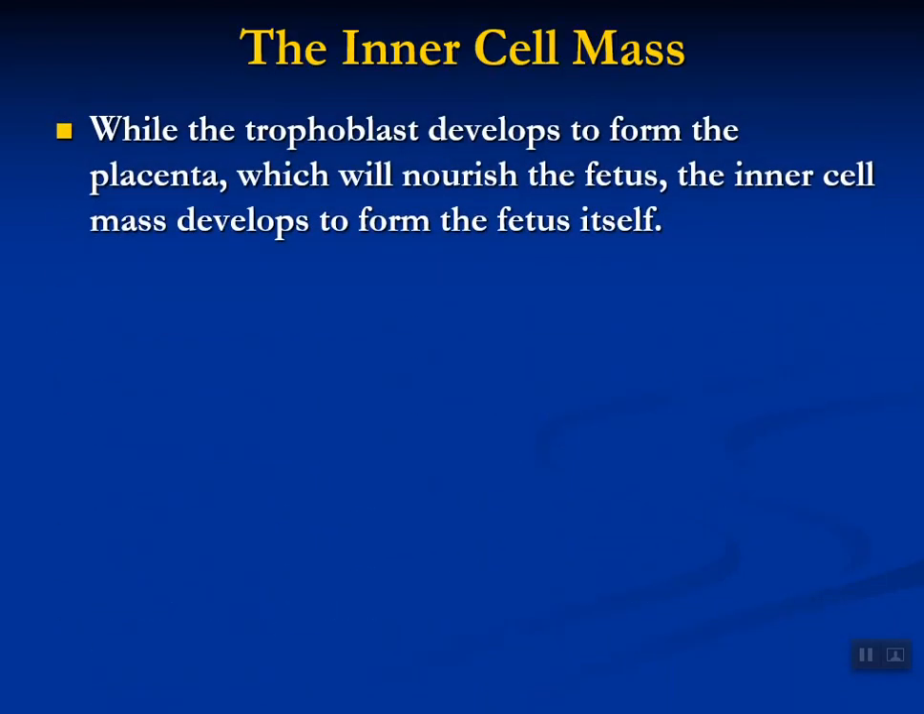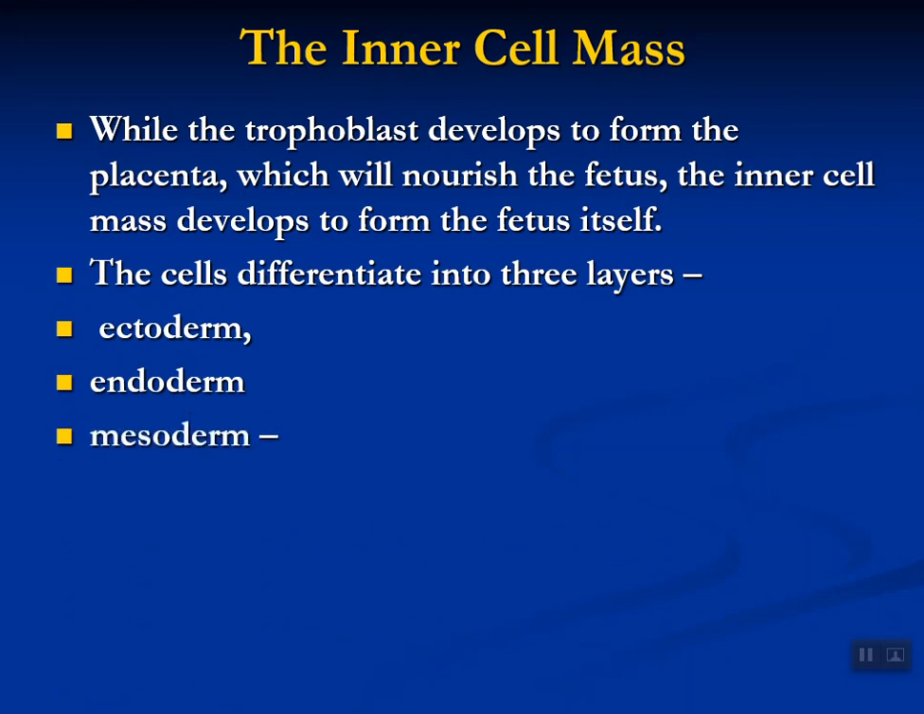Next is the inner cell mass. While the trophoblast develops to form the placenta, which will nourish the fetus, the inner cell mass develops to form the fetus itself. Okay, so two are there: trophoblastic cells and inner cell mass. Trophoblastic cells will help to develop the placenta, and the inner cell mass will help to develop the fetus.